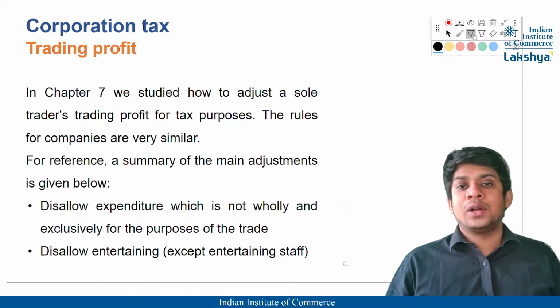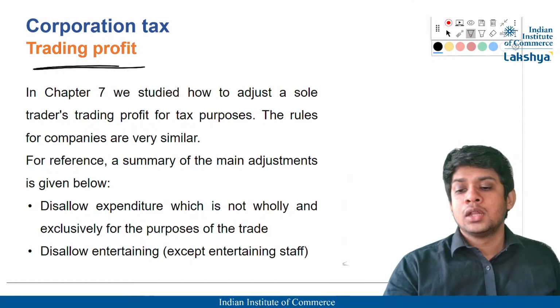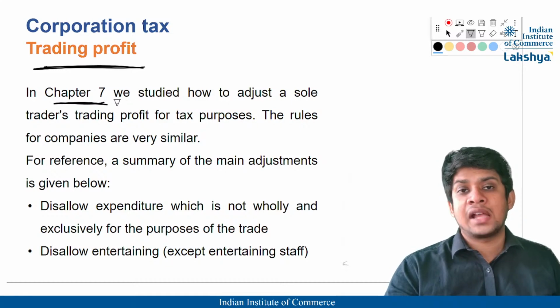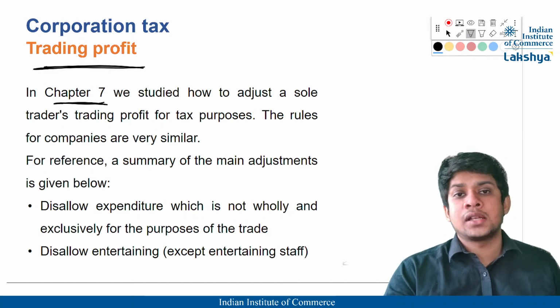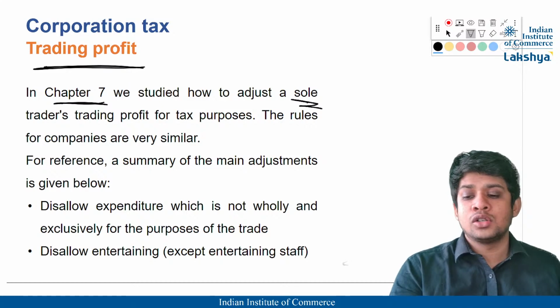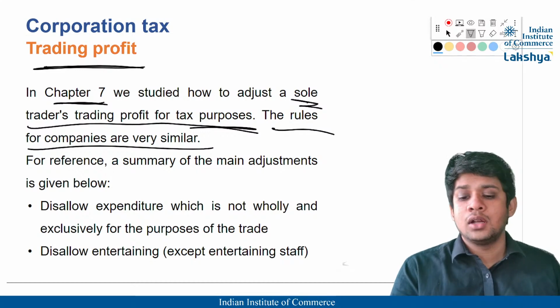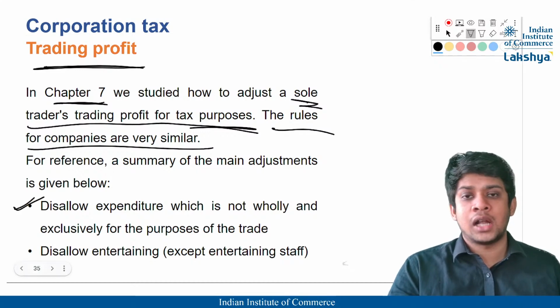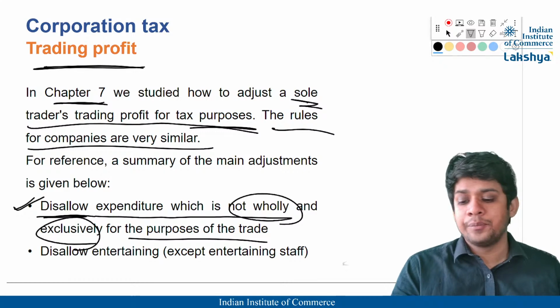Okay, guys, now we are going to understand how to calculate the tax adjusted trading profit of a company. We have also understood trading profit in the chapter on calculation of tax adjusted trading profit for an individual. Right now we are understanding the tax adjusted trading profit calculation for a company. We have understood sole traders' trading profit for tax purposes. The rules for companies are very similar. There are just certain other adjustments that are required. You have to disallow expenditure which is not wholly and exclusively incurred for the purpose of trade.